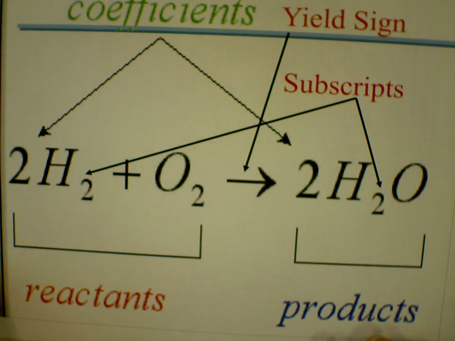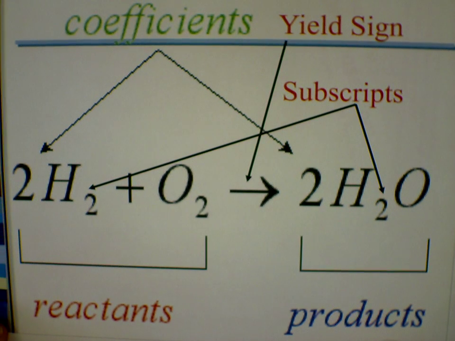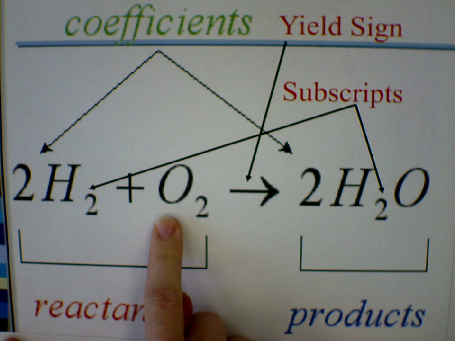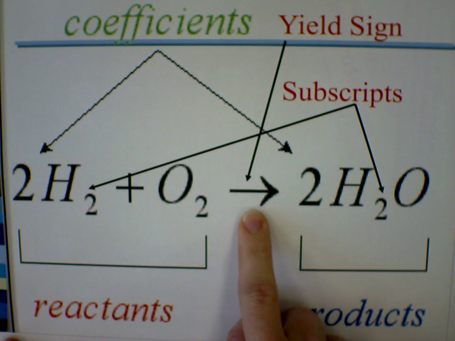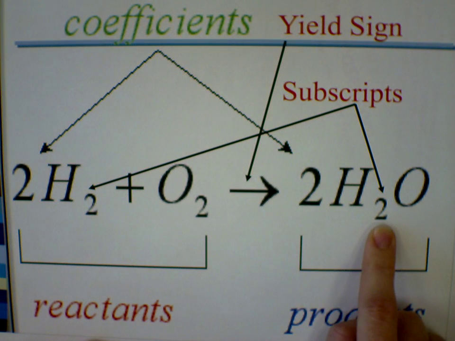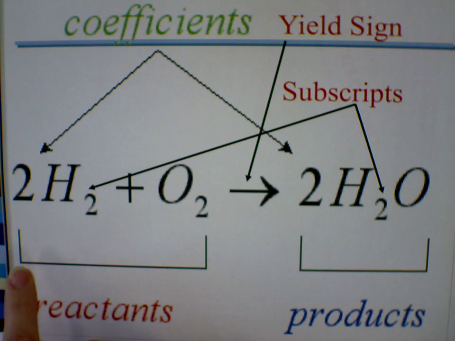All right, so let's look at an actual equation and identify these pieces. So here's an equation where we have 2 molecules of hydrogen gas and a molecule of oxygen gas, and it's reacting, this arrow, to form 2 molecules of water, of course. There are some pieces in here that we need to identify.